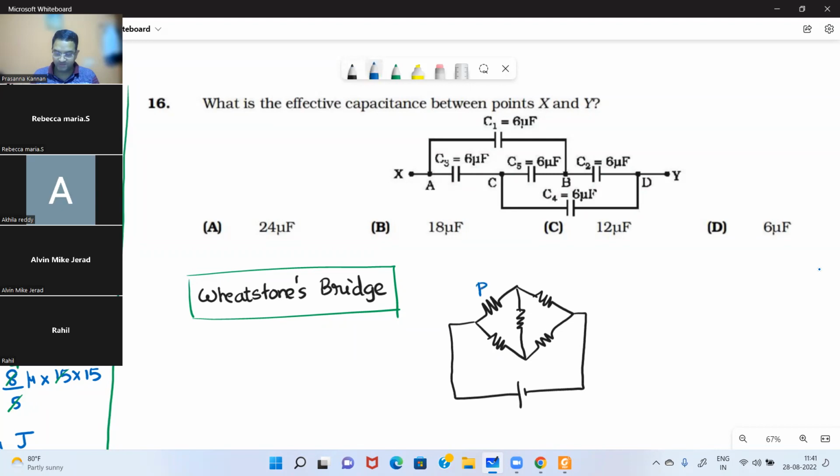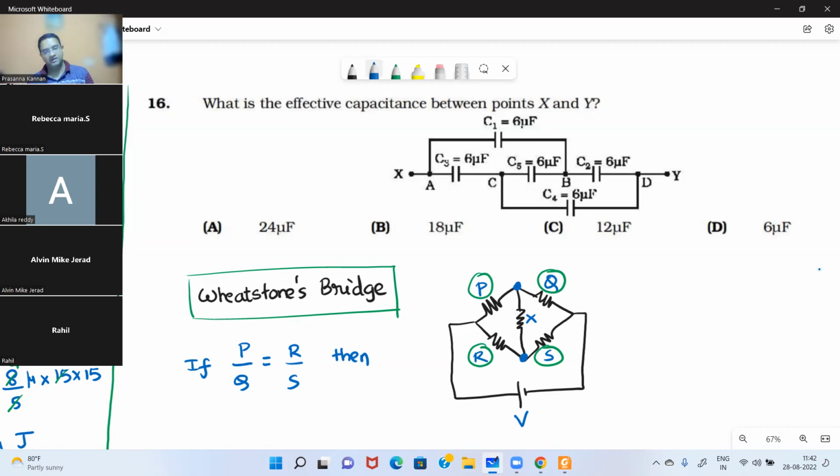Let me call these resistors P, Q, R, S, and let's say this is P, and this resistance is X. Now, in case this resistance divided by this resistance is equal to this resistance by this, if P by Q is equal to R by S, or you can say P by R is equal to Q by S, then these 2 points will be at the same potential.